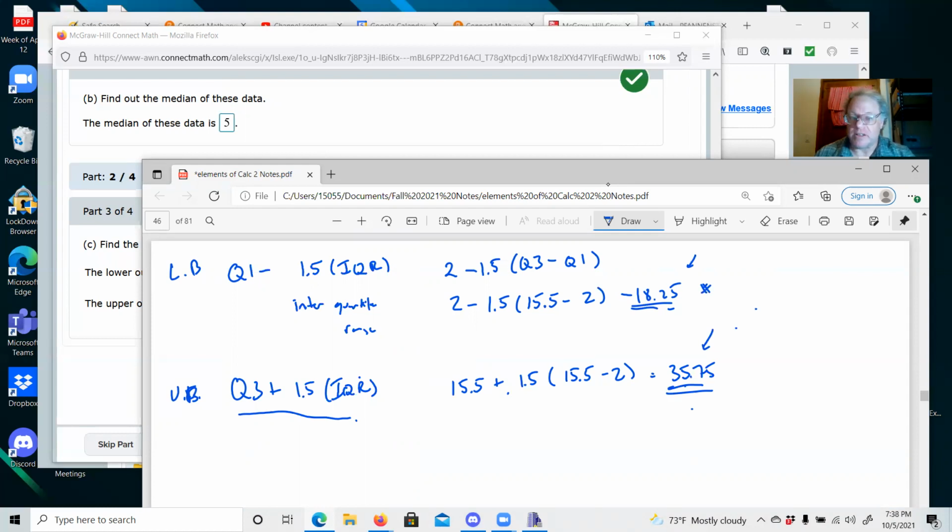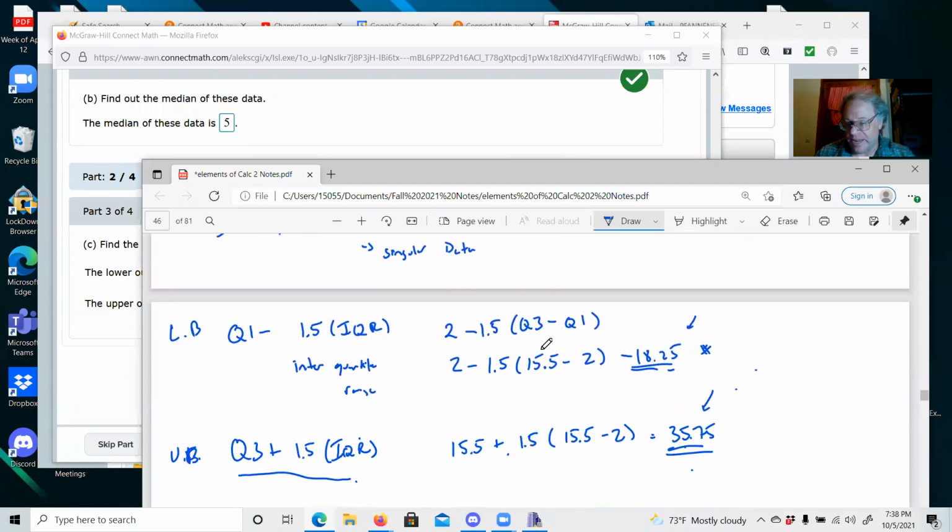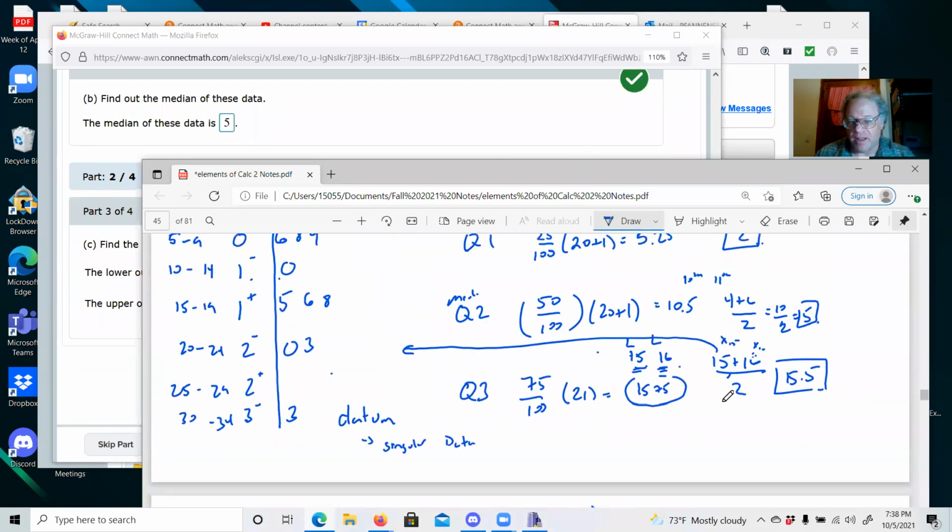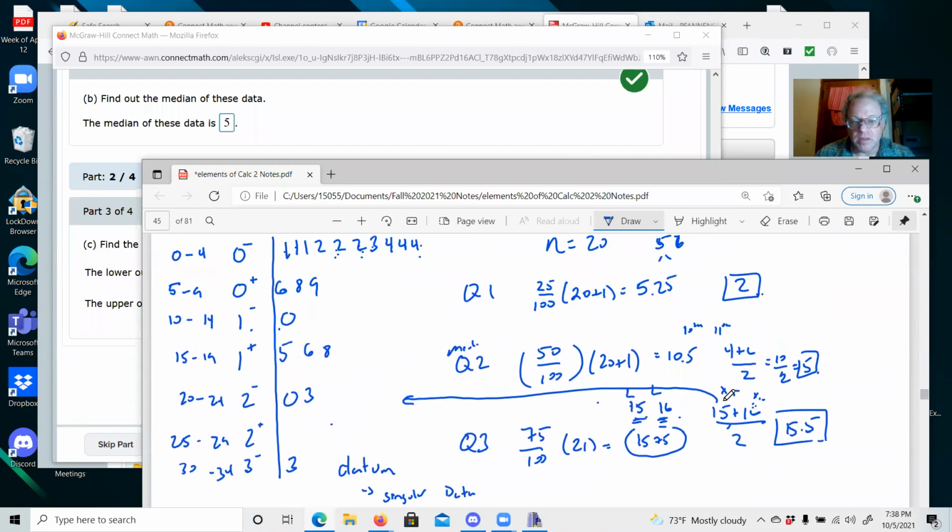But this one we'd have to check. Let's look at our list. Are there any countries that have more than 35 or 36? No, the biggest one we have is 33.